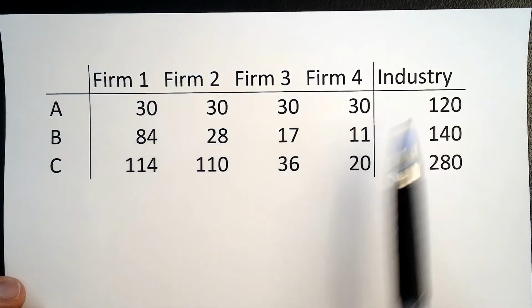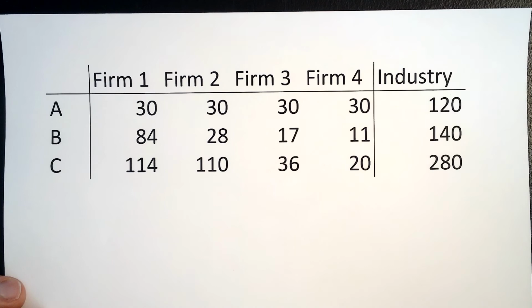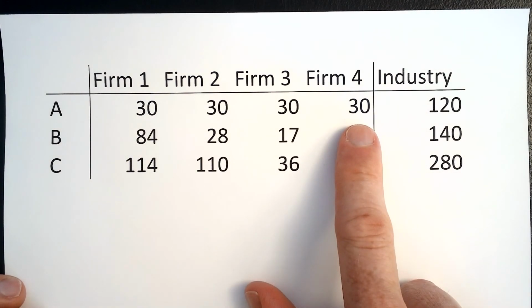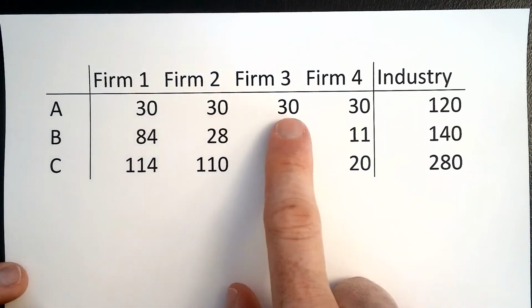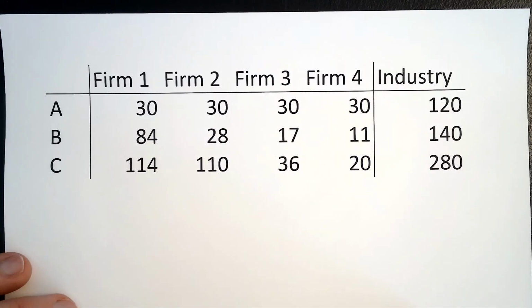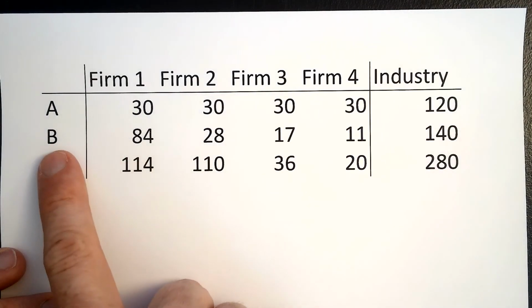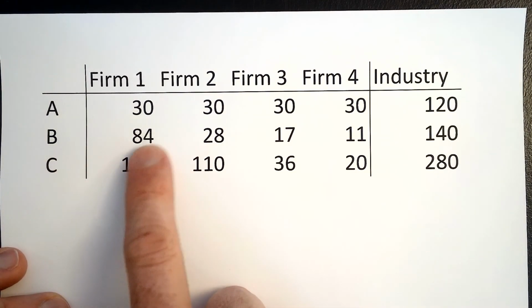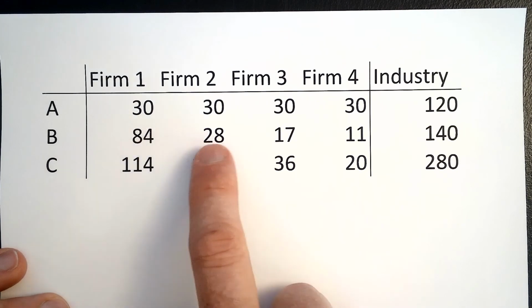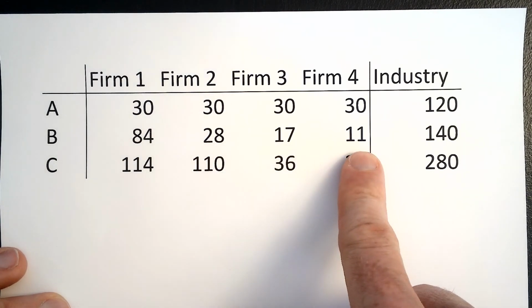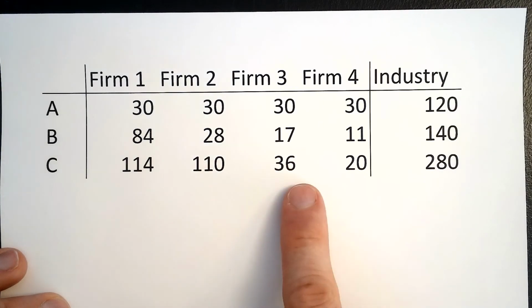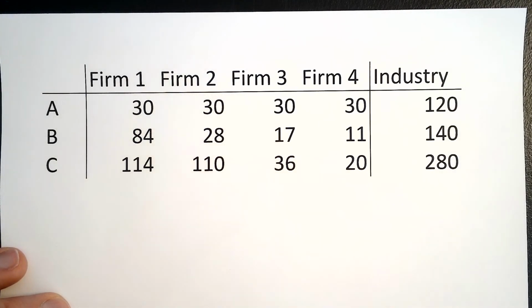Now, when you look at those numbers here, you see that industry A is the least concentrated in the sense that each firm has the same market share. Industry B is characterized by a firm that is very large, which has sales of 84, and then 3 smaller firms, whereas industry C is characterized by 2 large firms and 2 smaller firms.